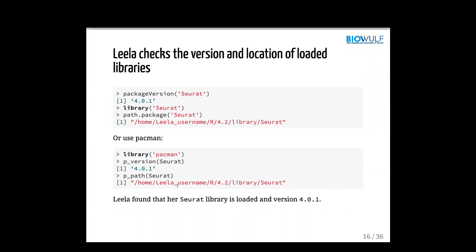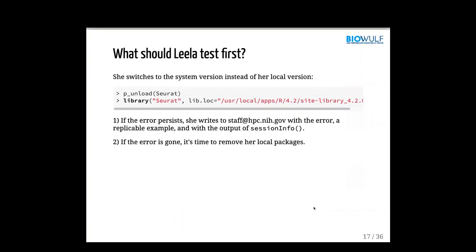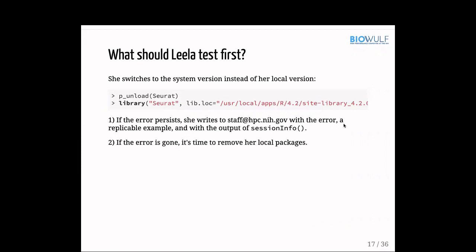So Lila found that her Seurat library is loaded and the version is 4.0.1. The next thing Lila will do is switch to use the system version first to see if she can repeat the error she was having. Here, you just use pacman to unload Seurat and then reload Seurat again. But this time you give the library location of the system version. So it's possible the error still persists.